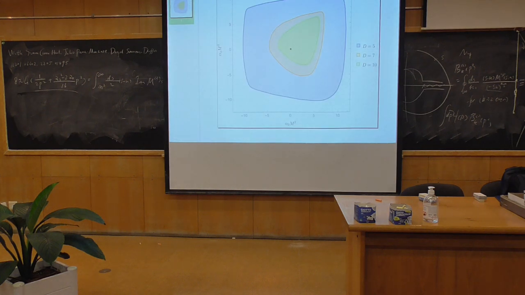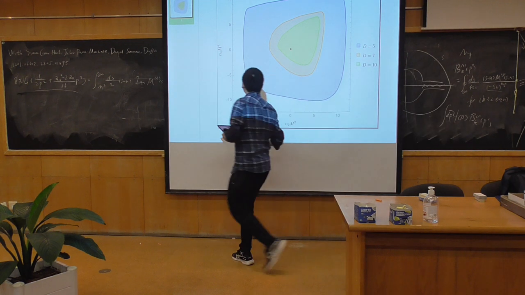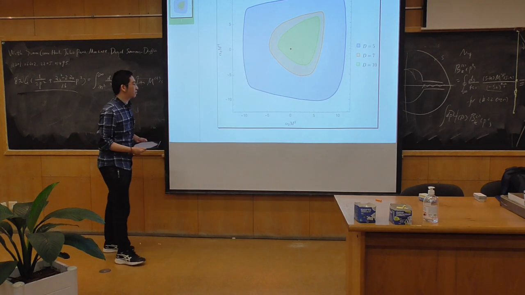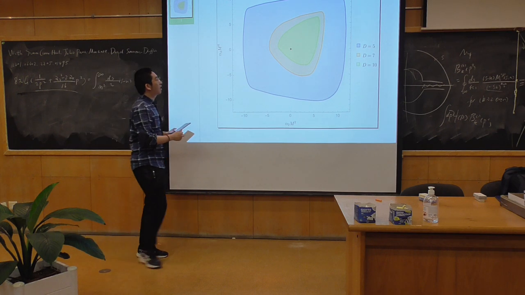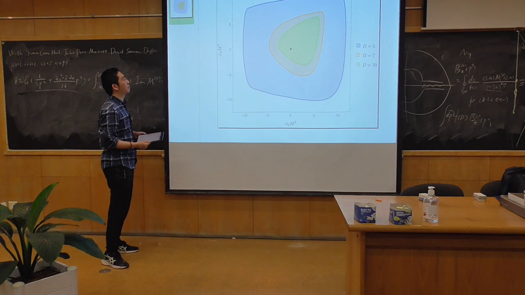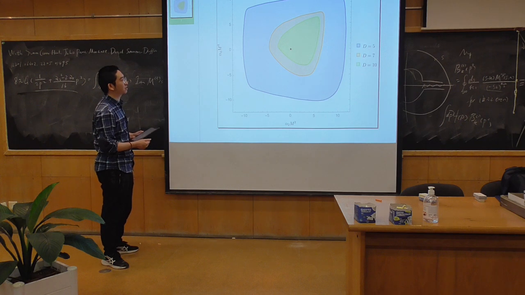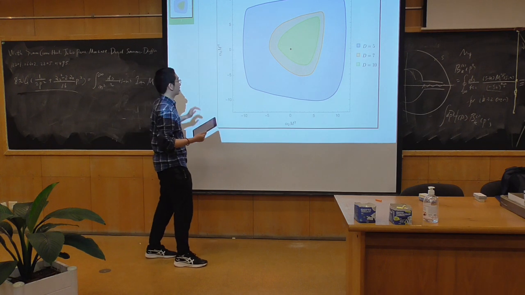This one is the higher dimensional plot, where alpha 2 and alpha 3 are what I showed before, the Wilson coefficient of quadratic gravity and the Wilson coefficient of cubic gravity. We make plots for d equals 5, d equals 7, and d equals 10. So it's nicely bounded.